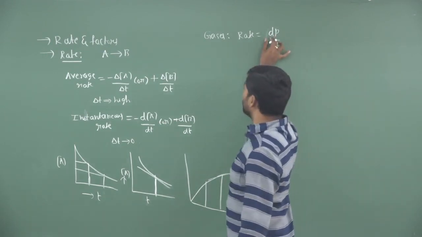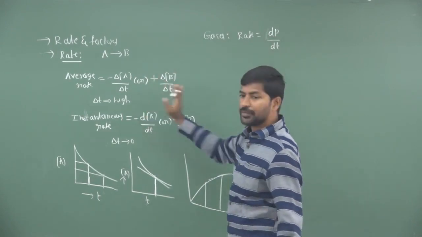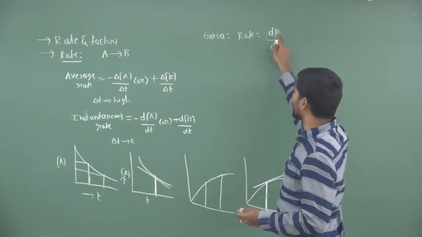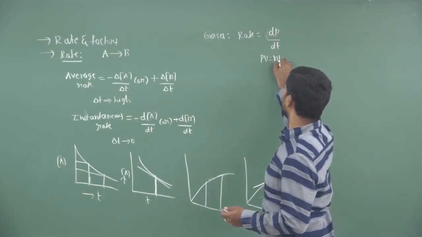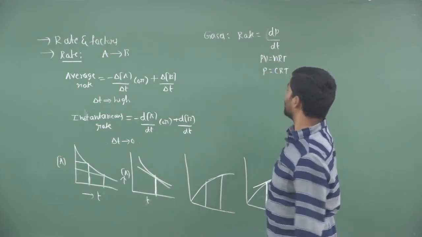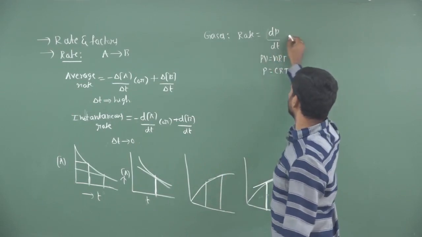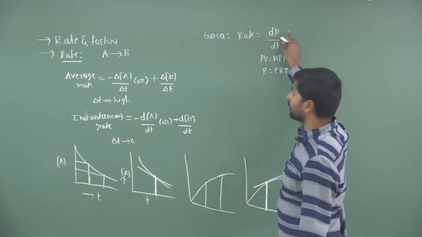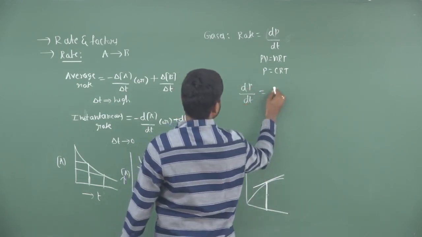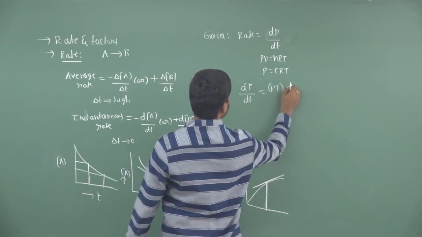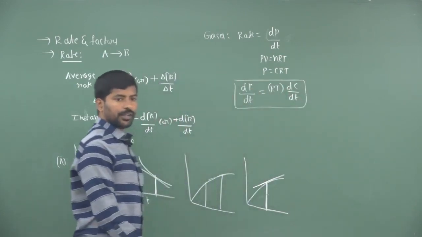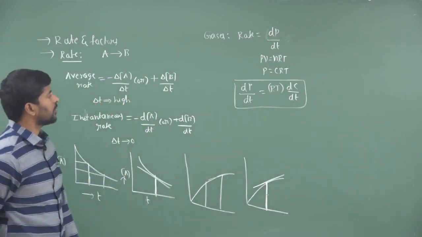What is the relation between rate with respect to pressure and rate with respect to concentration? If we convert the pressure term into concentration terms, we have PV equal to nRT. So P may be written as n by V, which is concentration, times RT. So in place of P, if you write CRT, then we get dP by dt equal to RT, which is constant, times dC by dt. So this is the relation between rate with respect to pressure and rate with respect to concentration.